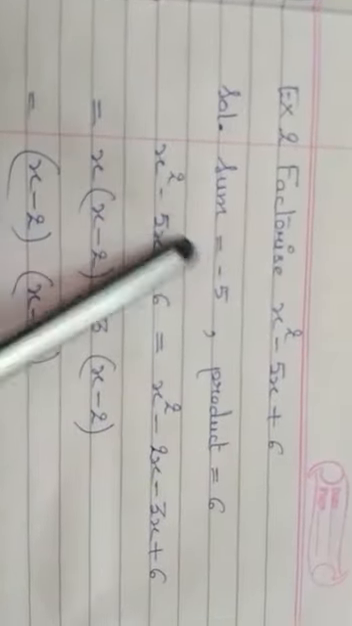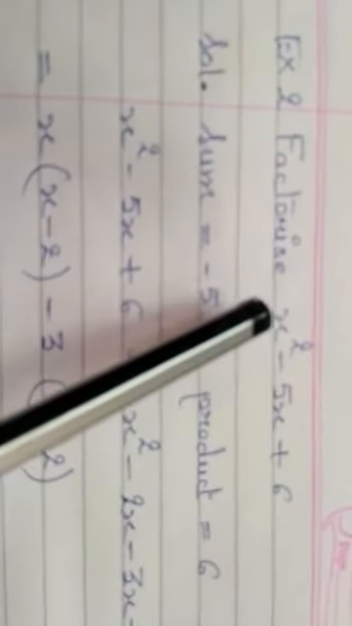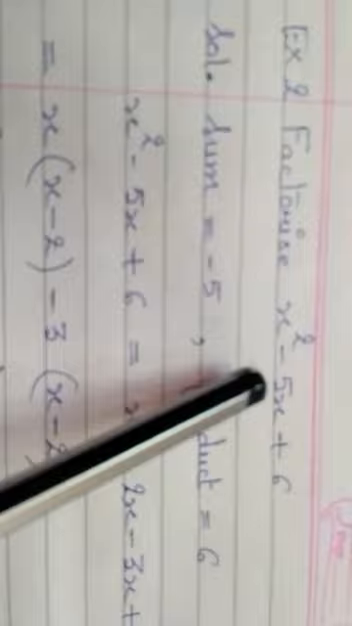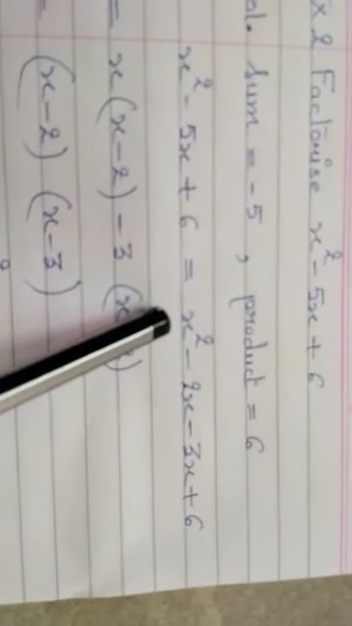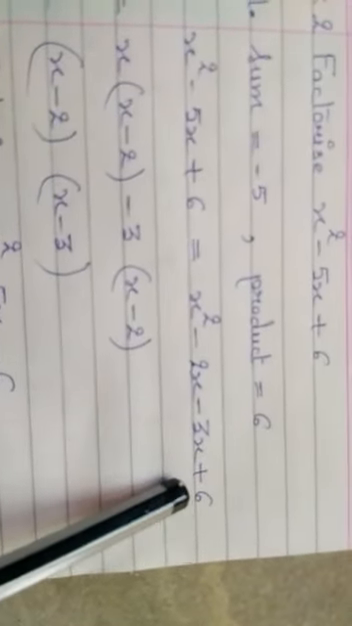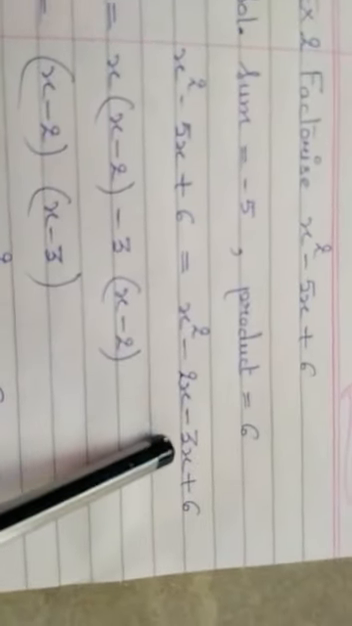So next question I've taken: factorize x square minus 5x plus 6. Now we have to find two numbers whose sum is minus 5 and whose product is 6. So I've split it: x square minus 2x minus 3x plus, sorry, plus 6. So minus 2x minus 3x is minus 5x. Minus 2x into minus 3x is plus 6x square.